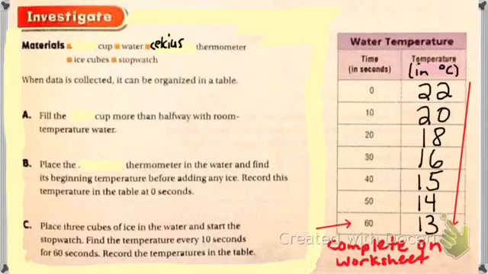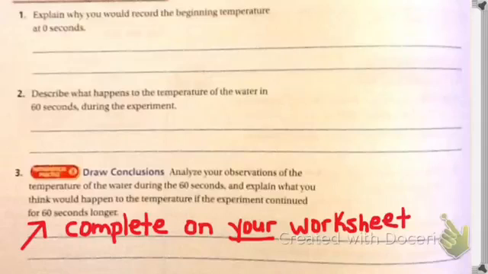How many degrees do you think it would change by each of the additional 10 seconds? Do you think there would be any pattern or any differences? What do you think? And that's what you're going to answer for question number 3. So please stop the video and answer question number 3 right now.